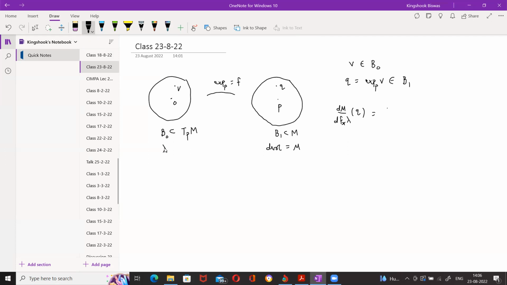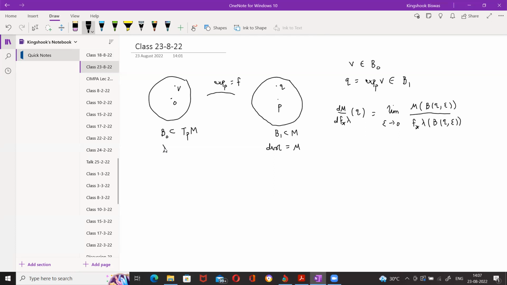So this is going to be the limit as epsilon tends to 0 of mu of a ball of radius epsilon around q, divided by f-star lambda of the same ball. You can take the metric ball, but actually it doesn't matter. You can take any nice collection of shrinking sets; it'll give the right thing for almost every q by the Lebesgue differentiation theorem.